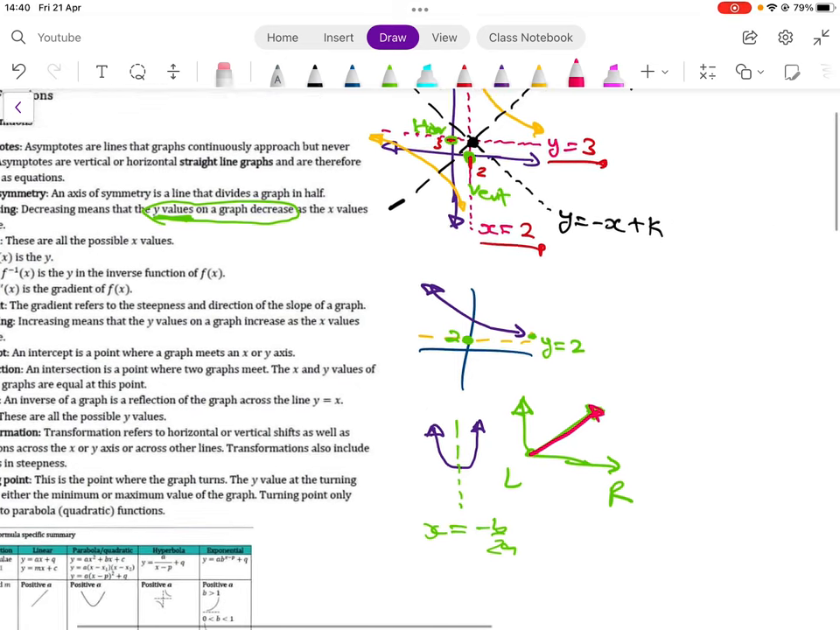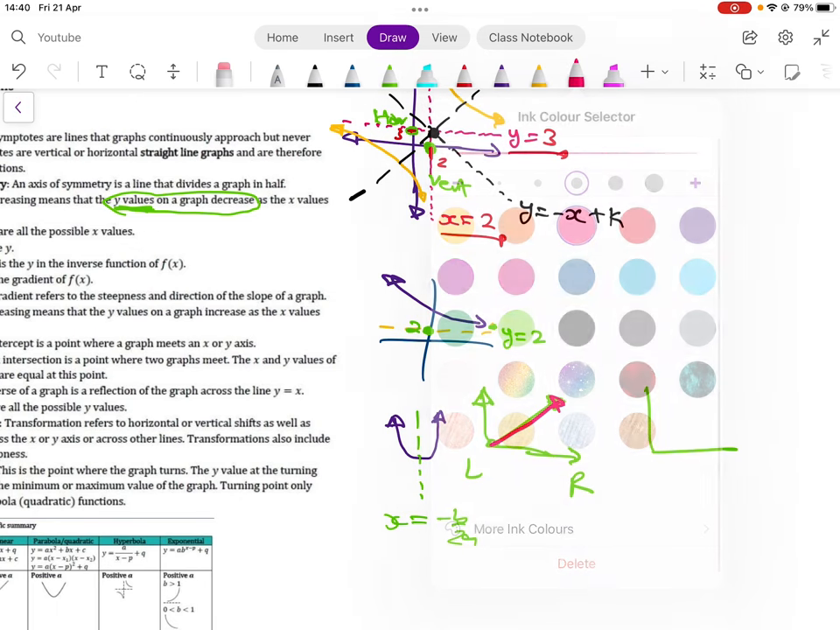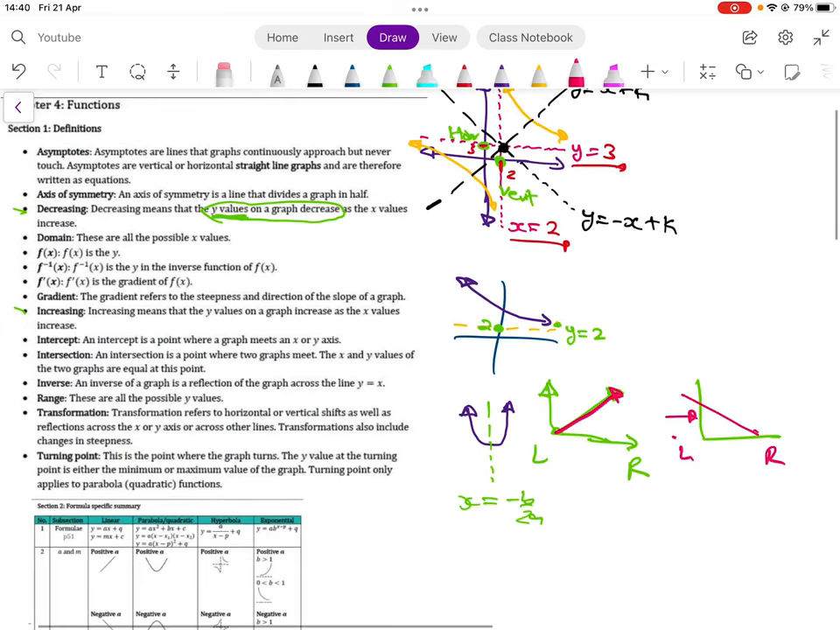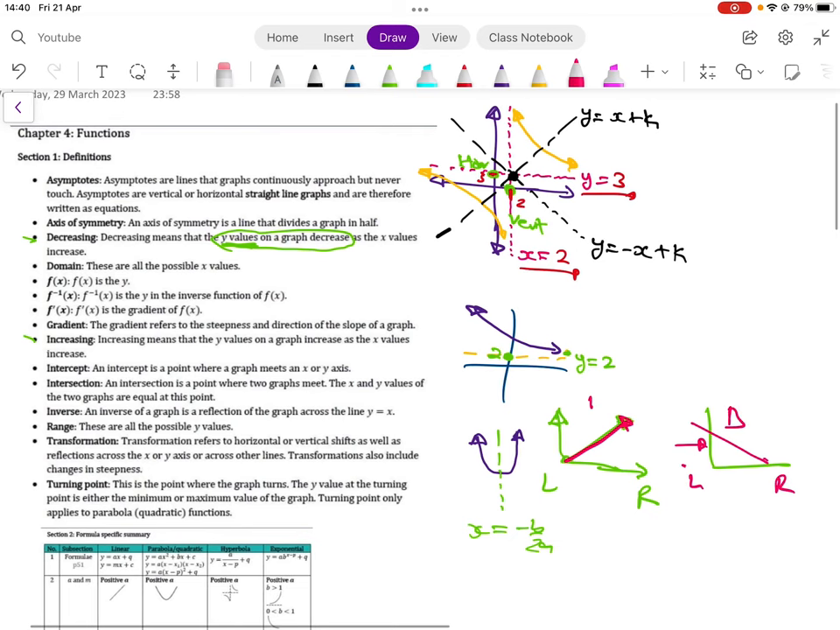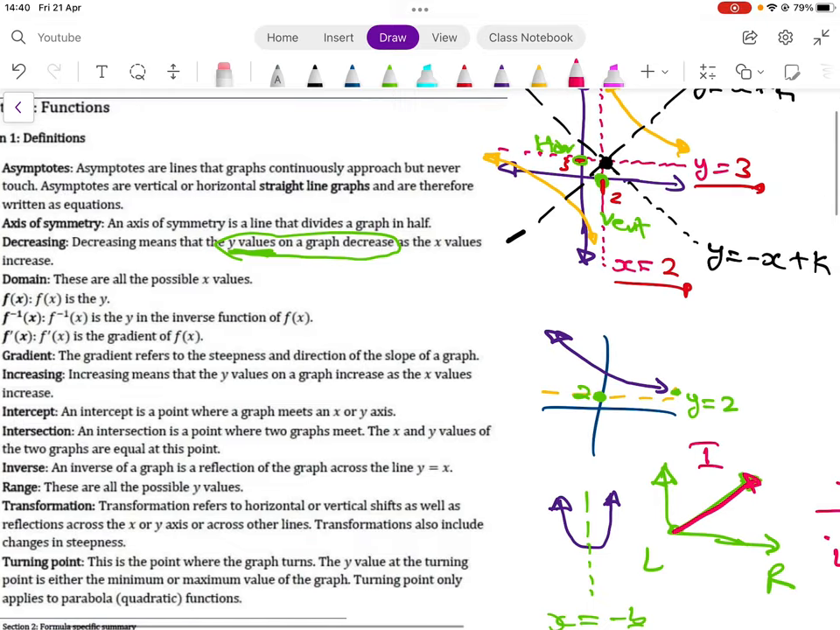However, if we draw another function like this, and we show the line looking like that, you can see as you move from left to right, the x values are increasing. However, the y values are decreasing as you move in this direction from left to right. So that is a decreasing function. Decreasing, increasing. That's basically how you identify whether or not a function is decreasing or increasing.